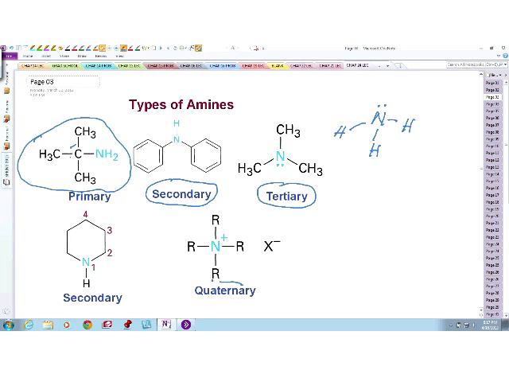Then finally we have what we call the quaternary amine. Here, not only have we replaced all of the hydrogen atoms with carbon atoms, we have also replaced the non-bonding pair of electrons with a carbon atom. So now the nitrogen atom in the quaternary amine is positively charged. It has a formal charge of +1. So these are all of the 4 different types of amines that we are going to encounter during the course of our discussion.